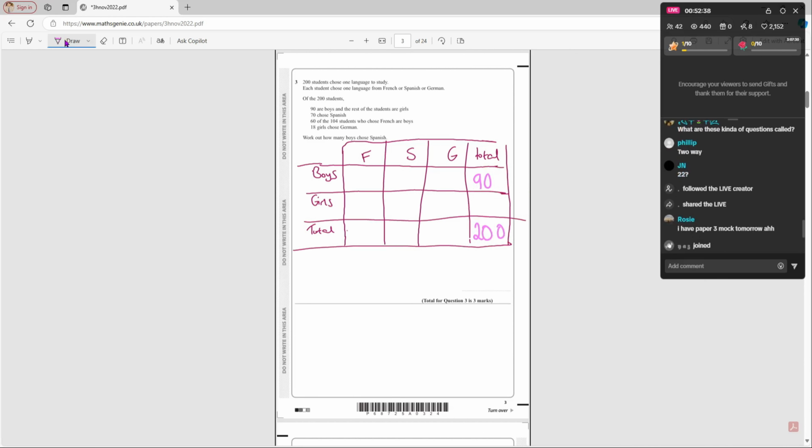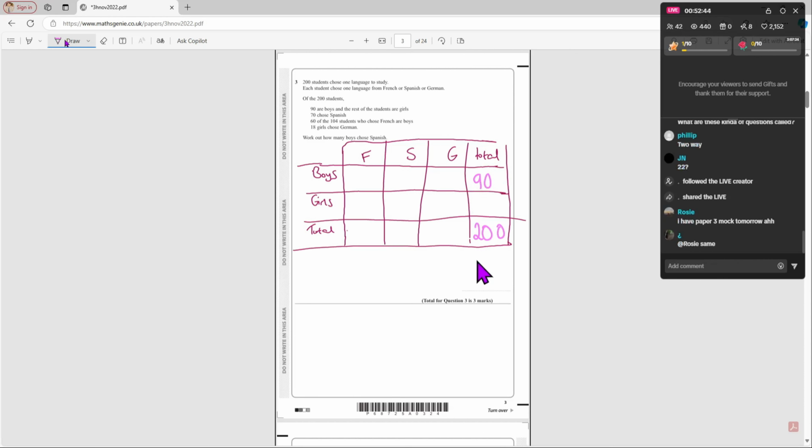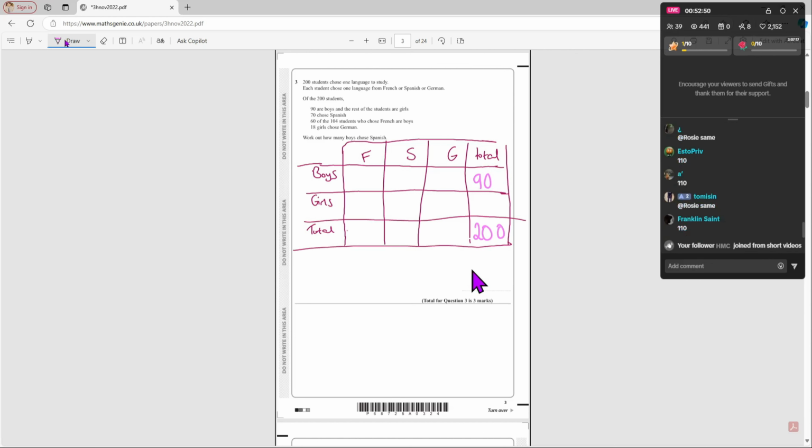So in the chat, can you tell me what is the number of girls if you know that there are 90 boys and there are 200 students altogether? What is going to be the number of girls? Yes, it's going to be 110. And now once we have done that, we can look at our next statement. So we're going to tick that.